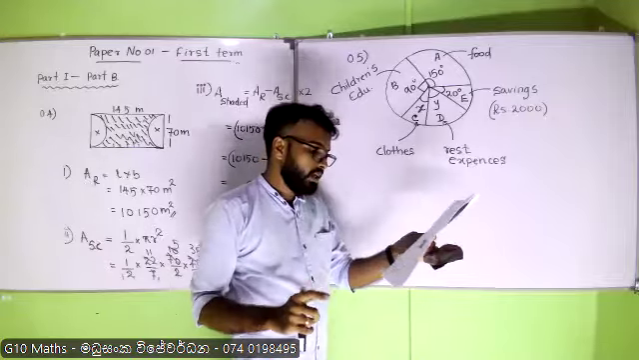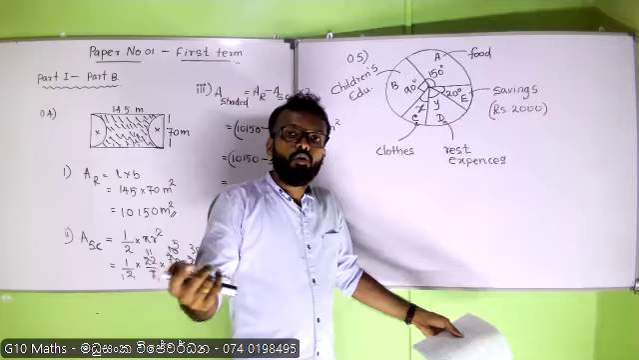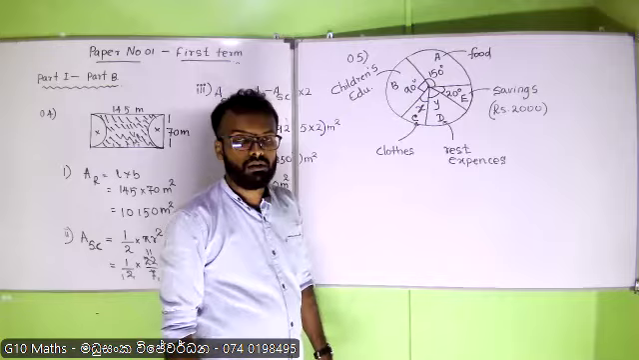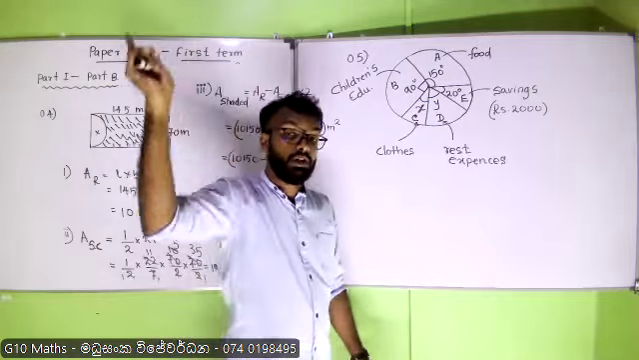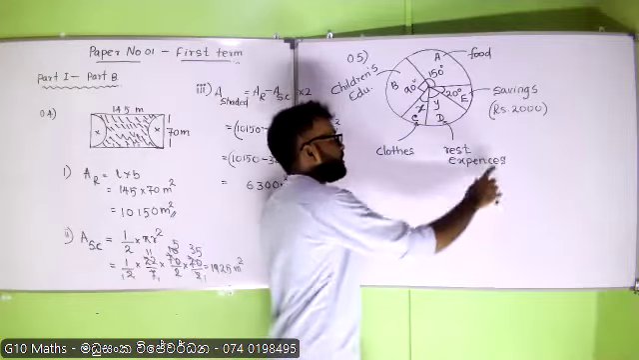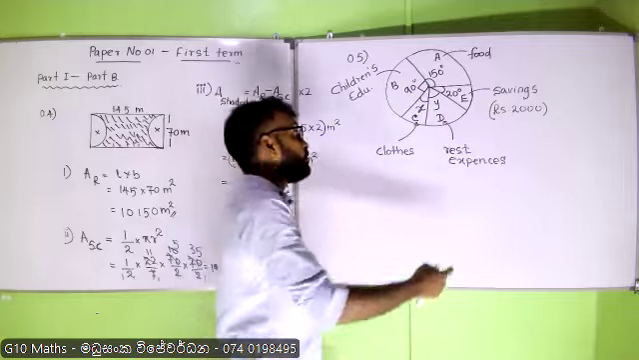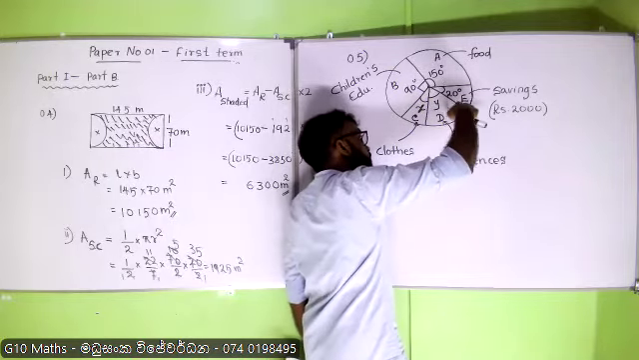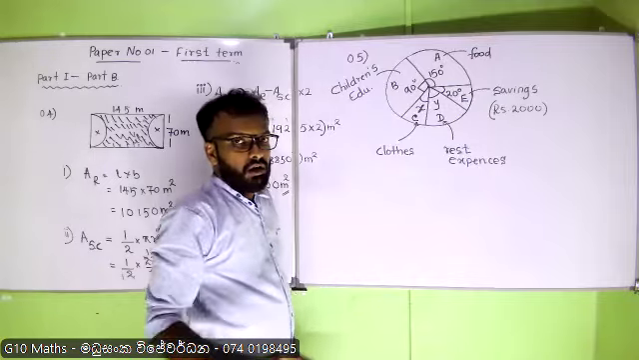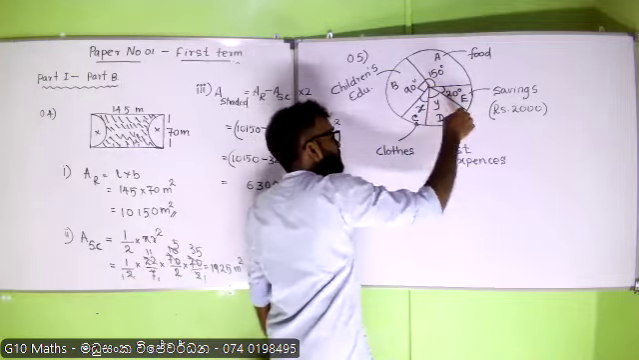Total monthly earning you need to find. So how to find that? We need to find the total monthly earning in rupees. That is the only point you can start from. You need to find the value of all of these things. Monthly earnings has been divided into these parts.